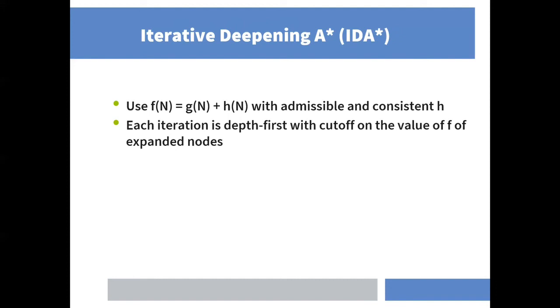IDA star is practical for many problems with unit step costs and avoids the substantial overhead associated with keeping a sorted queue of nodes.